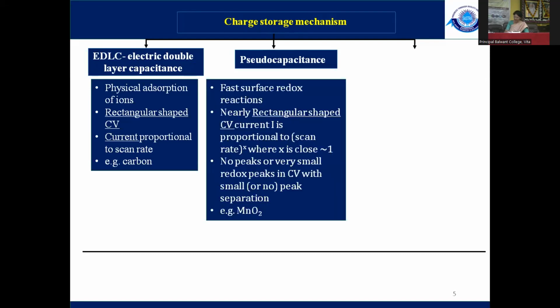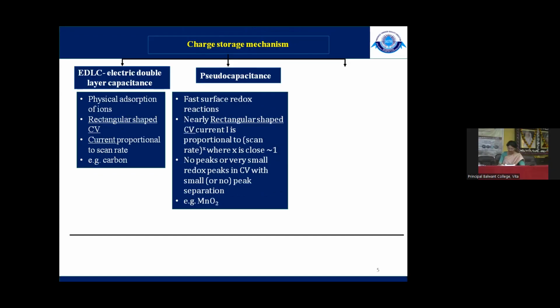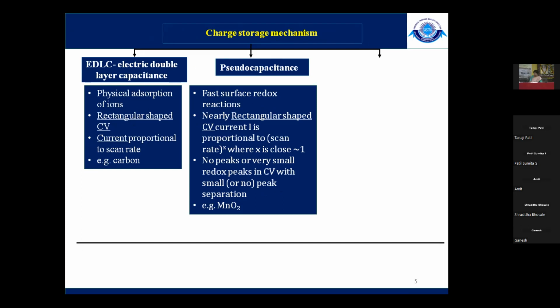Okay, visible. So pseudocapacitor is a second charge storage mechanism in which charge is stored through surface redox reactions. For example, manganese oxide and ruthenium oxide. These are two very important electrode materials for the pseudocapacitive behavior of a supercapacitor.